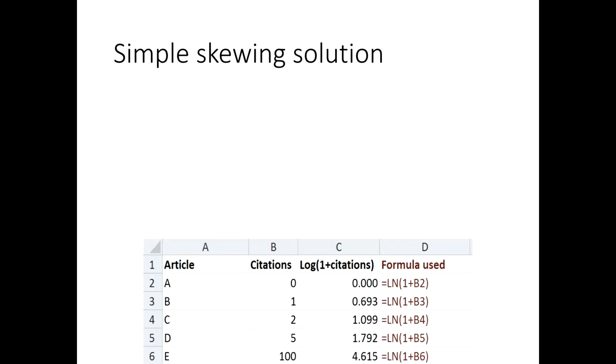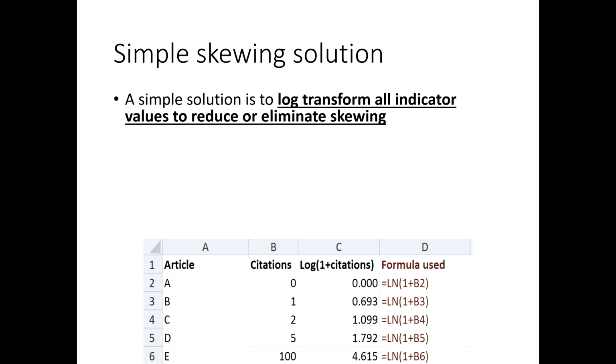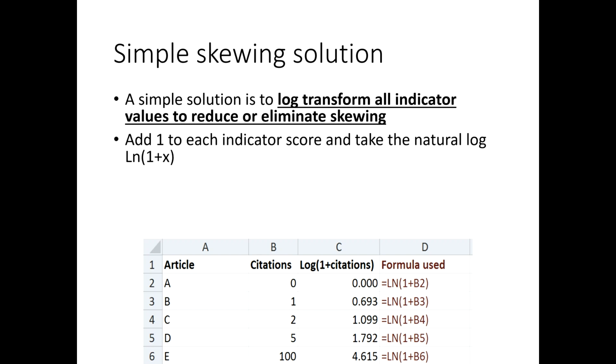So the solution we're going to adopt to this skewing problem is to log transform all the indicator values, the citation counts or the altmetrics, to reduce or eliminate skewing. In most cases, it essentially eliminates the skewing. And to do this, we add 1 to the indicator score, and then we take the natural log, ln of 1 plus x. And the spreadsheet here shows how you can do this in Excel.